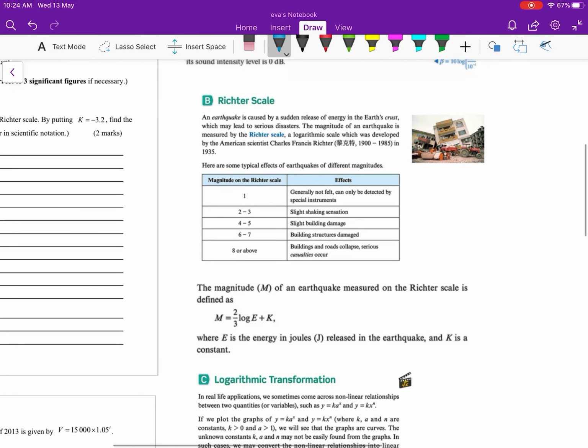Okay, second, this is the Richter scale, and this is about earthquakes. And the equation is here, M equals 2 over 3 log E plus K. K is a constant here, so we only have to pay attention to the magnitude of the earthquake, that's always reported in the news, and also E, the energy released. These are the two variables that we have to pay attention to.